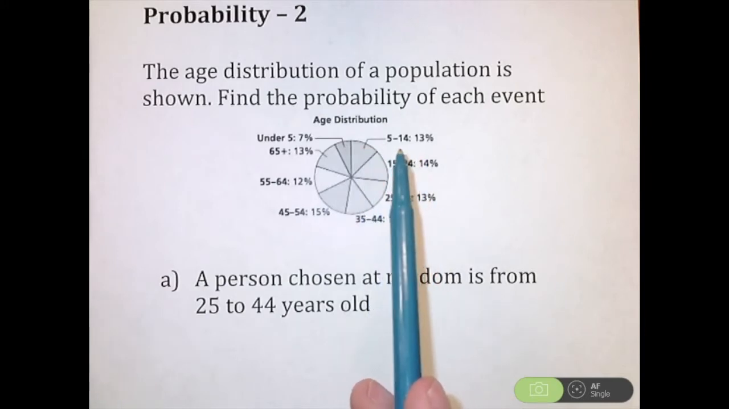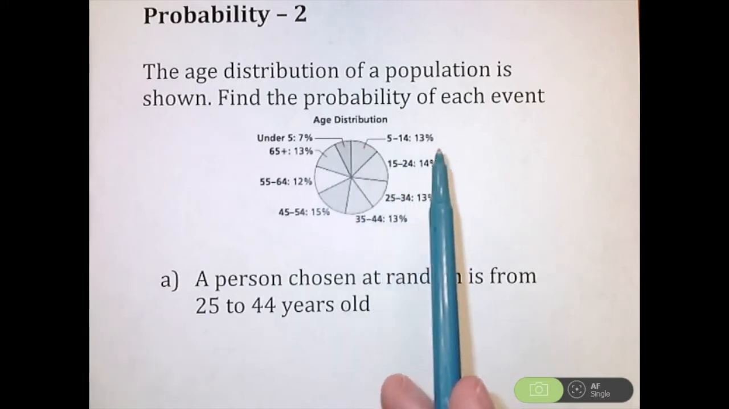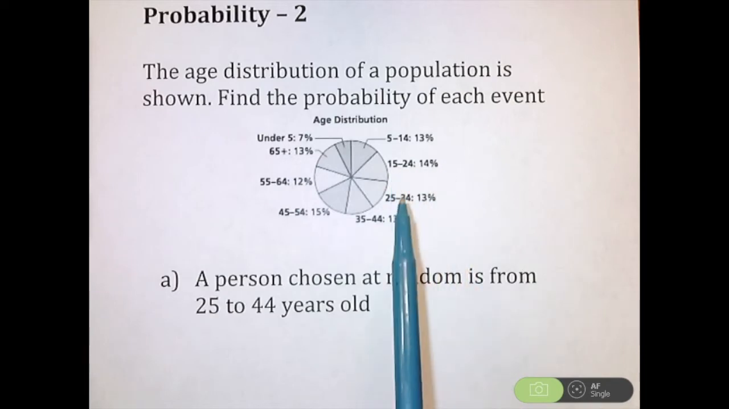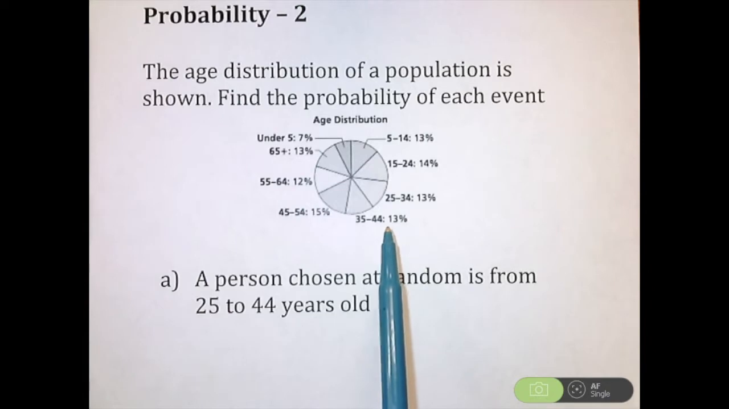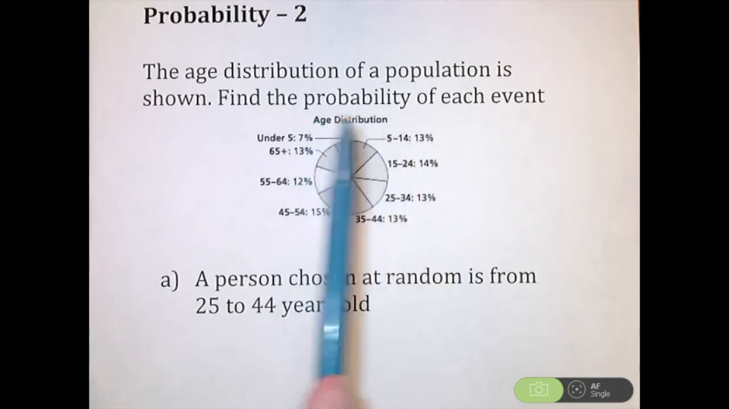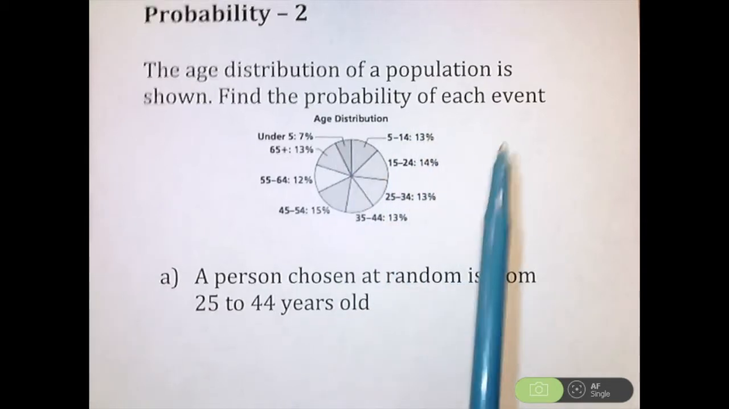So 5 to 14-year-olds is 13% of them. 15 to 24 is 14. 25 to 34-year-olds, 13% of them. 35 to 44 years old, 13% of them. You get the idea. So we need to find the probability of each event below.